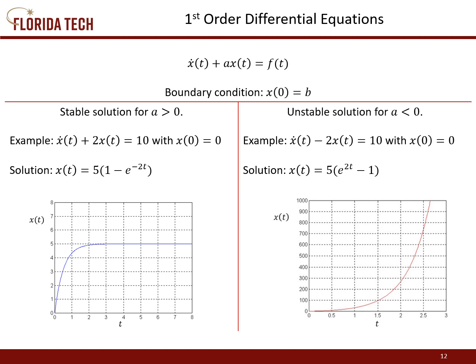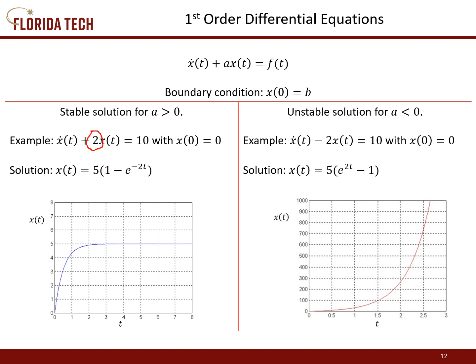Now we'll walk through the first order differential equation that we showed before. Any first order differential equation needs one boundary condition to solve it. But our general form is x dot plus ax equals f of t. We find that we get a stable solution if the value of a, the coefficient in front of x, is positive. And for this example, I'm using x dot plus 2x, so that a is positive. And that results in a stable solution.